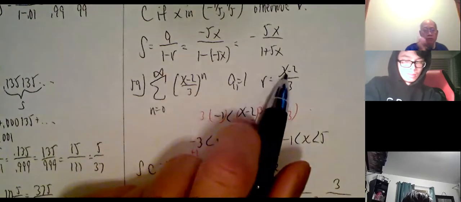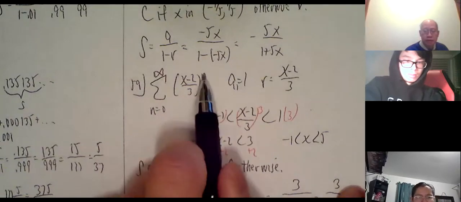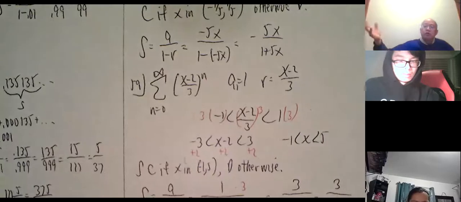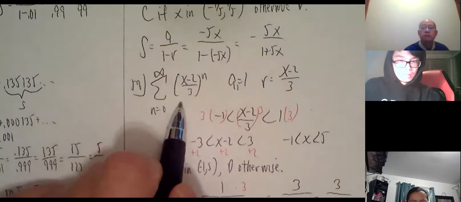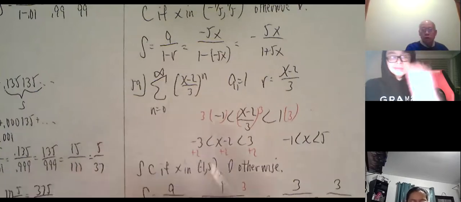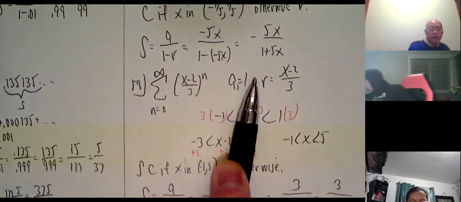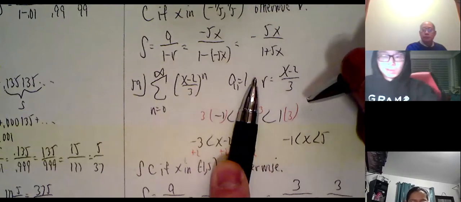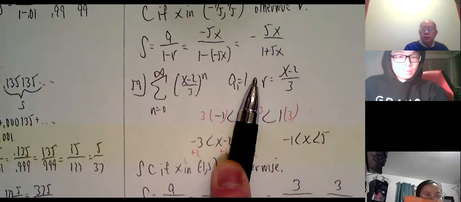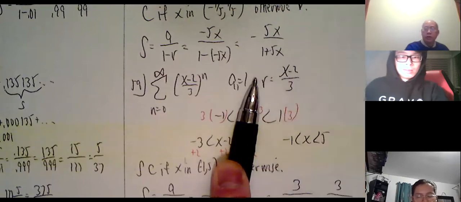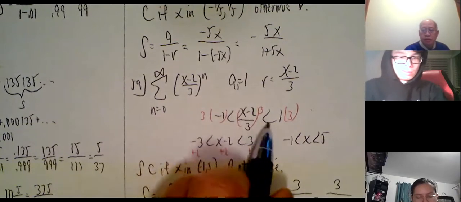The common ratio is x minus 2 over 3. Because after you plug in 1, it's to the first power, plug in 2, second power, third power, fourth power. So what do you keep multiplying by? Well, you keep multiplying by x minus 2 over 3. That will converge if that common ratio, x minus 2 over 3, is between negative 1 and 1. Because for a geometric series, the series will converge if r is between negative 1 and 1. It'll diverge otherwise. So I solve negative 1 less than x minus 2 over 3 less than 1.